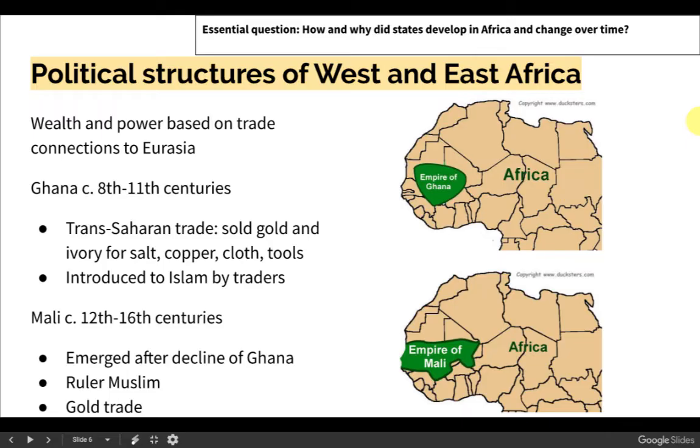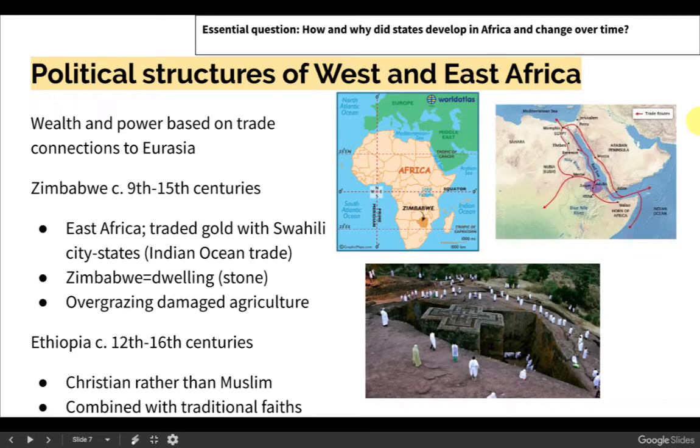The first of these empires, Ghana, enjoyed prosperity until its decline around the 11th century. It was succeeded by Mali, which was regarded in its heyday as the richest kingdom in the world. We will learn more about Mali in a future chapter. In East Africa, we have two more states that developed, Zimbabwe towards the south and Ethiopia farther north.